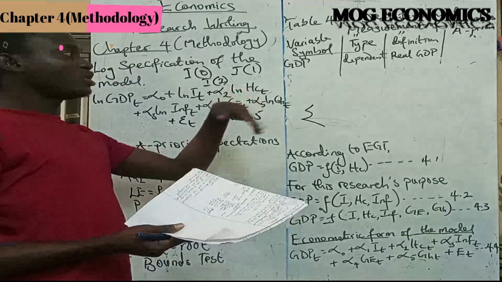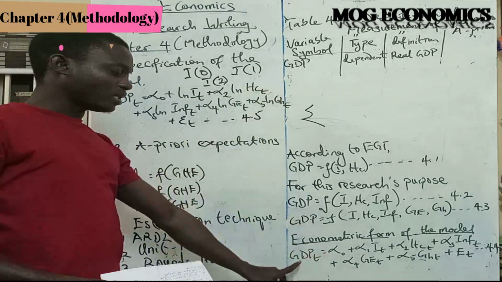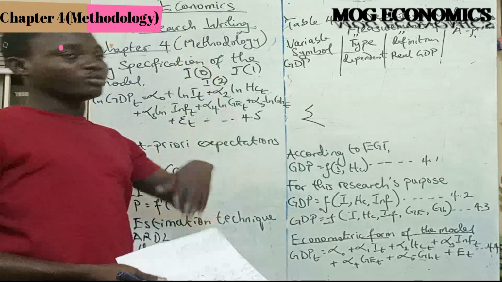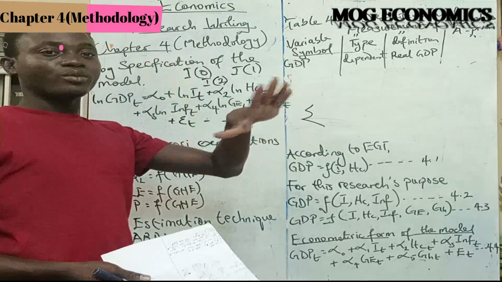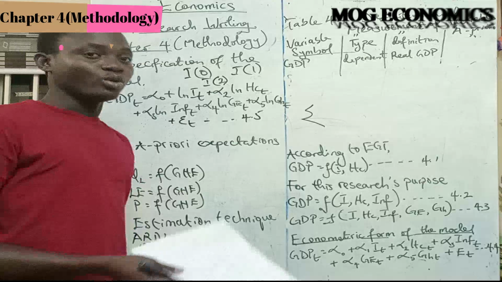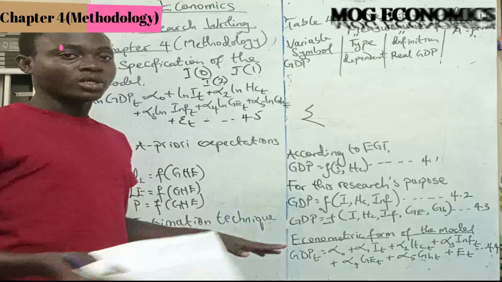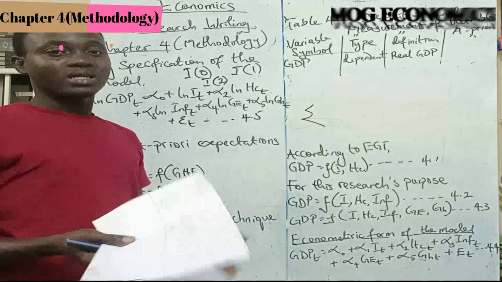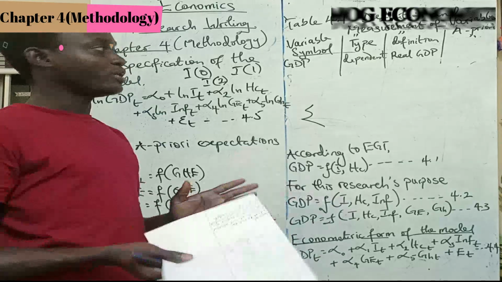So here you have variable symbol GDP. I'm starting with GDP, and I'm going to do that for all of the variables that you have. So whoever looks at the table can know all of your variables in your chapter 4 straight up, and know whatever it is that the person is supposed to know. Just a summary and overview.